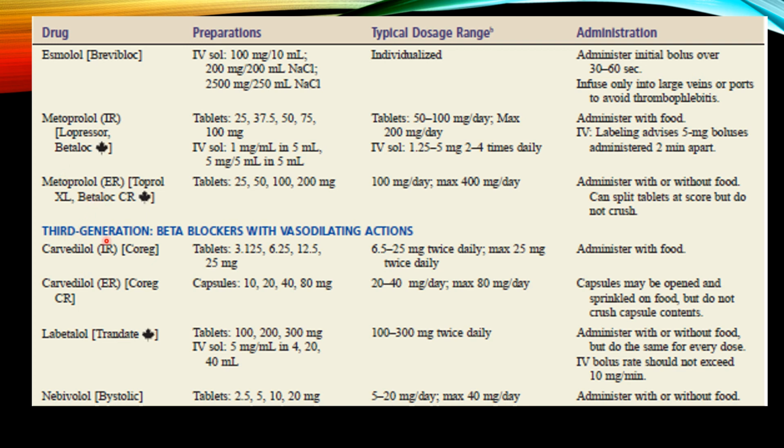Now for the third generation beta blockers, they have vasodilating actions. So we have carvedilol IR and carvedilol ER tablets and capsules. And we have labetalol and nebivolol.